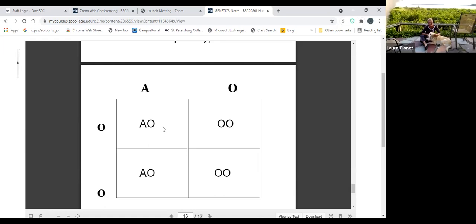Now you bring those letters into each box. We have AO on the top left and AO on the bottom left. And then on the upper right, you have OO, and on the lower right, you have OO. All right, so the genotype here: we only had two combinations come up, AO and OO. So the percentage of AOs is half, or 50%. And the percentage of OOs is also 50%, 2 out of 4.